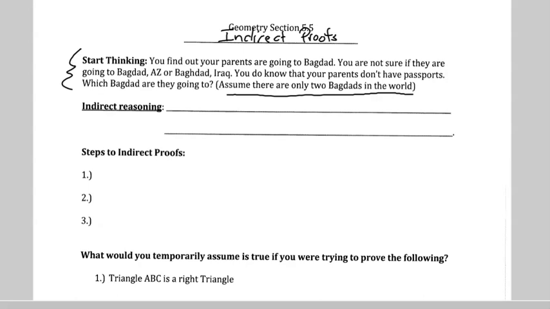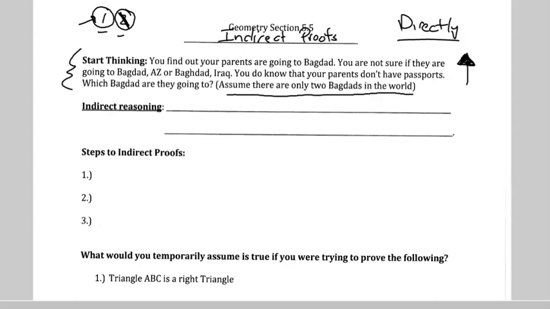So one thing you could do is go directly at proving that your parents are not going to Baghdad, Iraq. That would be just going straight forward and trying to prove exactly what you are trying to prove right off the bat. Now, what an indirect proof does is it says, okay, if there's only two different possibilities, I'm going to show that this one is not actually possible, therefore that one must be true. If you only have a select number of possibilities and you can show the other ones are impossible, then what you are trying to prove must be true.